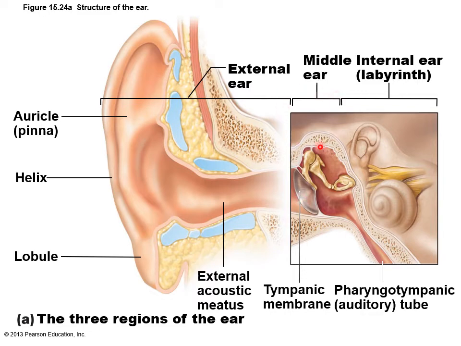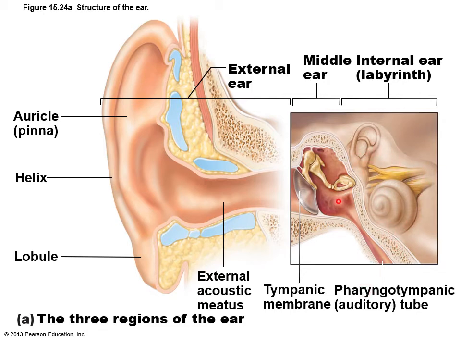The middle ear includes the tympanic membrane and this air-filled cavity here that contains three little bones. And the three little bones in the middle ear are called the malleus, the incus, and the stapes. And then you go into what's called the internal ear or inner ear, which is a labyrinth. It's like a little maze of twisted channels. And this is the inner ear structures right here.